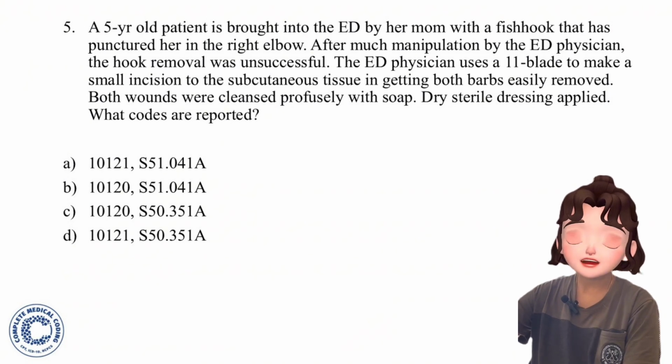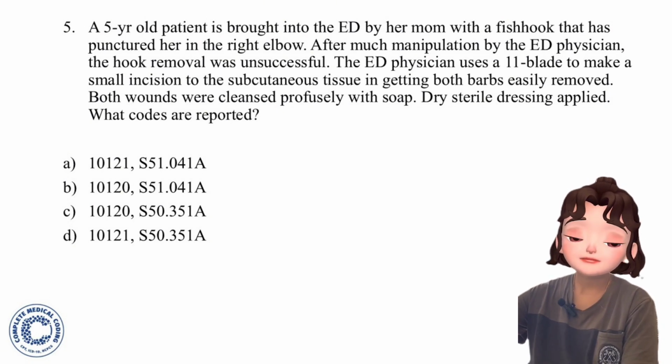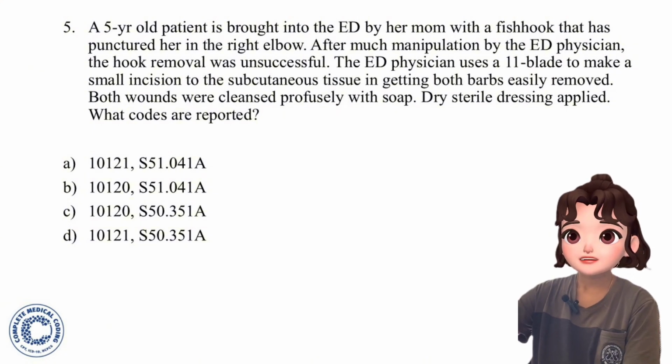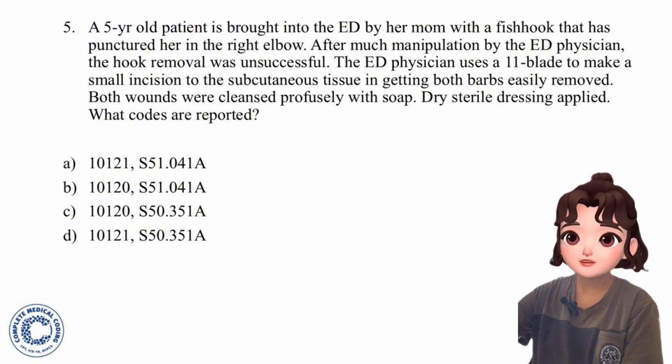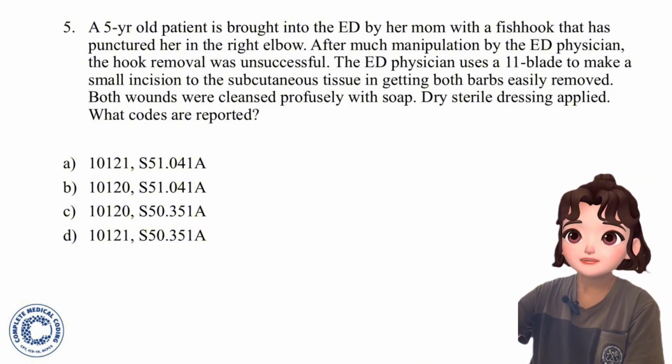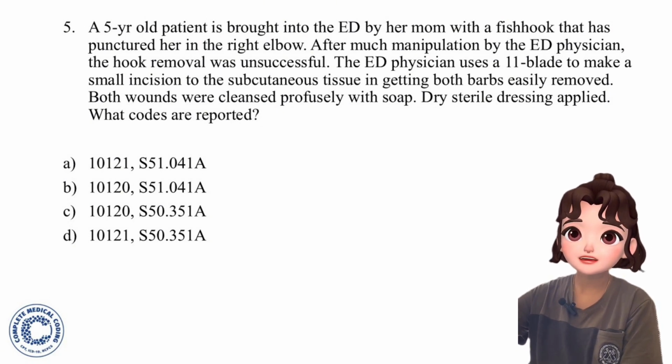So the correct CPT code here will be the complicated code, 10121, which is in options A and D. So from that you can find the ICD. What is the ICD code in options A and D? S51.041A or S50.351A. Let's find out which is the correct ICD code.